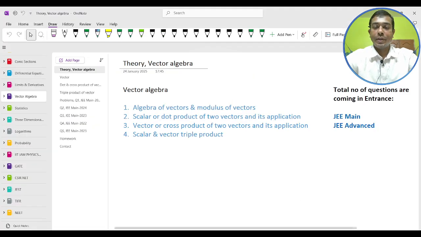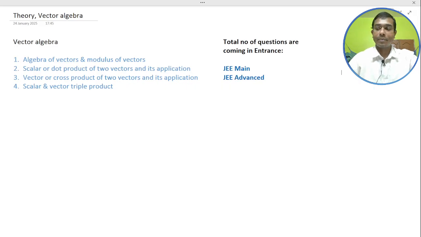So we now cover the topics here: the vector algebra, the algebra of vectors and modulus of vector, scalar or dot product of two vectors and its application, vector or cross product of two vectors and its application, scalar and vector triple product. A number of questions come in the JEE Main entrance. There are 2 or 3 questions, and in the Advanced 2 questions, from this chapter vector algebra.